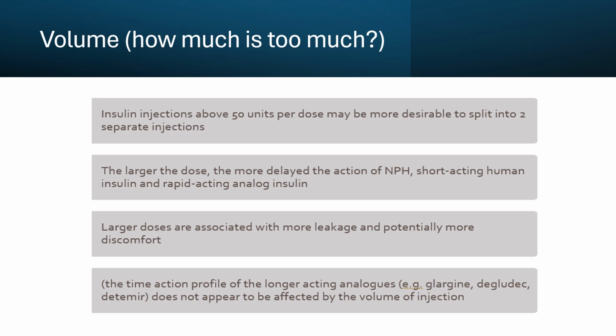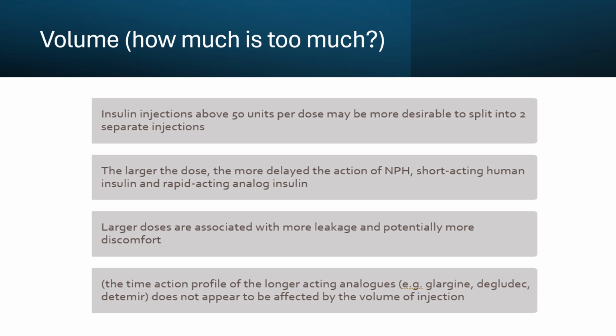So if you're using a U100, it means that for every 100 units you're injecting, it's 1 ml. And 1 ml is too much insulin to put in at one point in time. It's too much volume for the subcutaneous tissue to handle. But if you're using a concentrated insulin like Toujeo, which is U300, for every 100 units you're injecting, it's only 1/3 of a ml of insulin, so you can safely put that 100 units in, right?